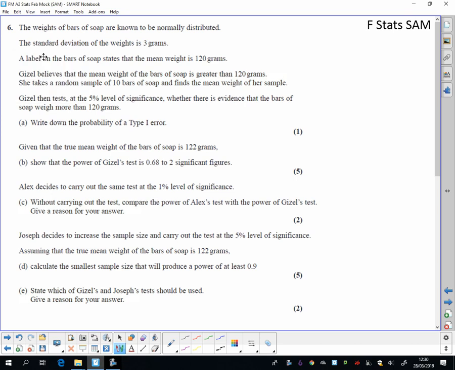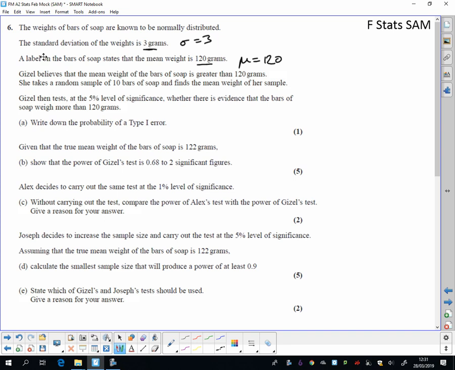So this question links the normal distribution with some hypothesis tests and all the terms you need to know surrounding hypothesis testing. So we've got these weights of bars of soap. The standard deviation is 3 grams. It says the weight is 120, so that's the expected mean.